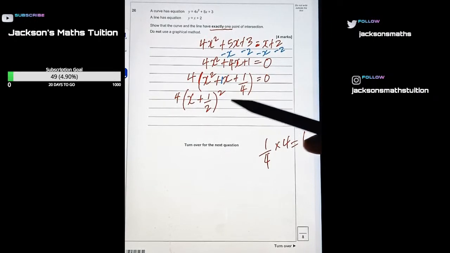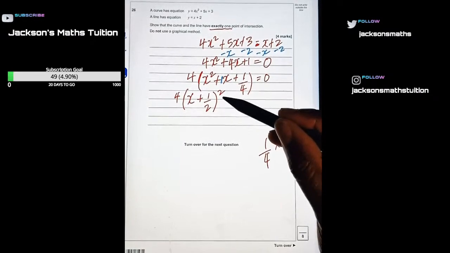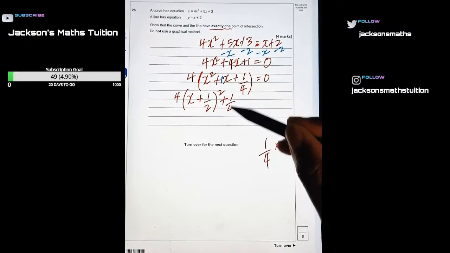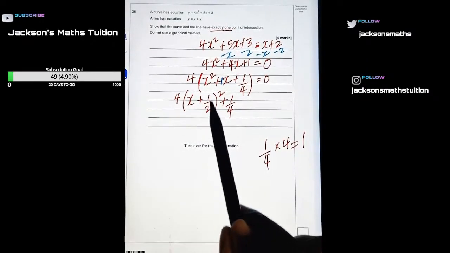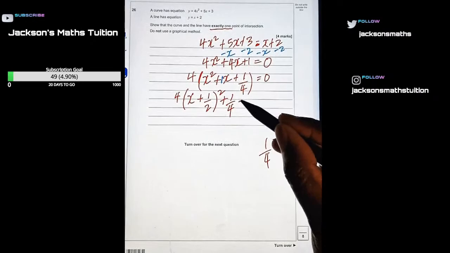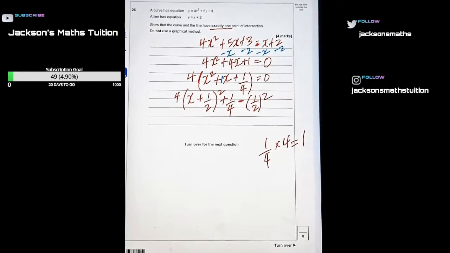Now for this part here, you're going to carry down your quarter. So bring down the quarter. And you're going to subtract the square of half from that. And that is equal to 0.